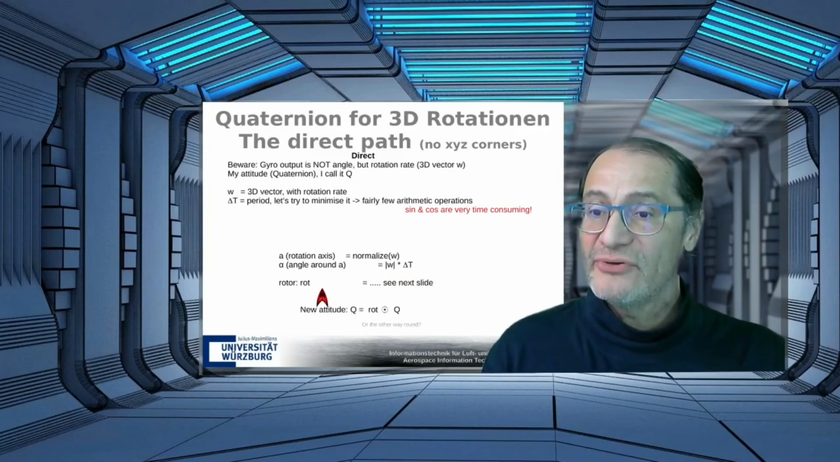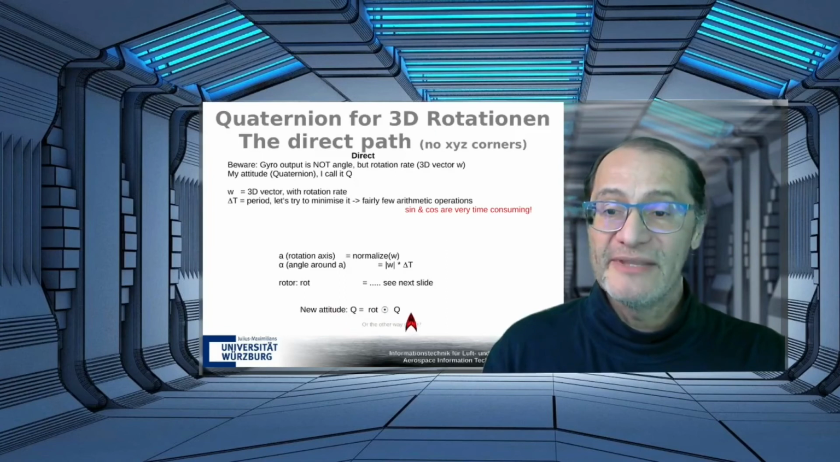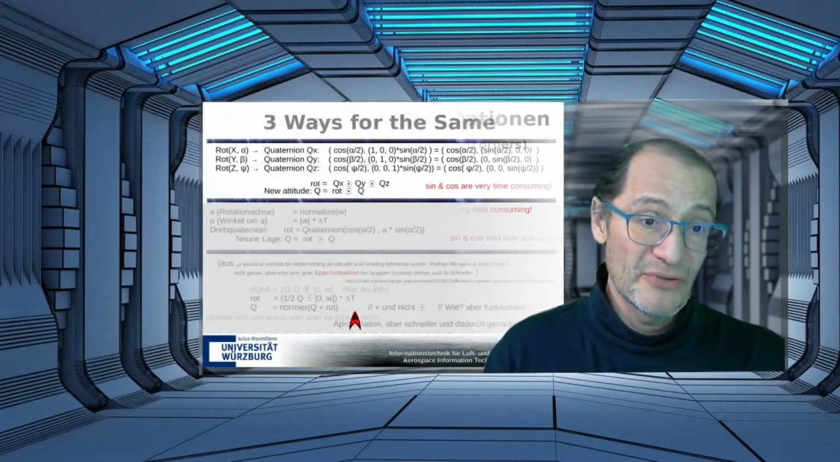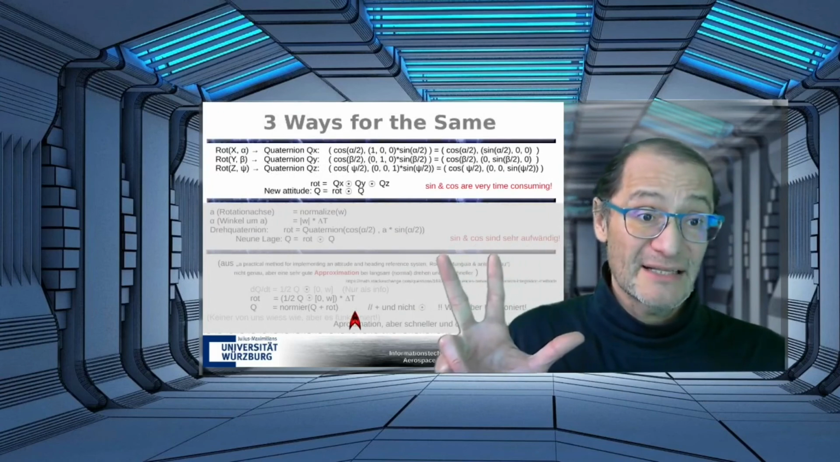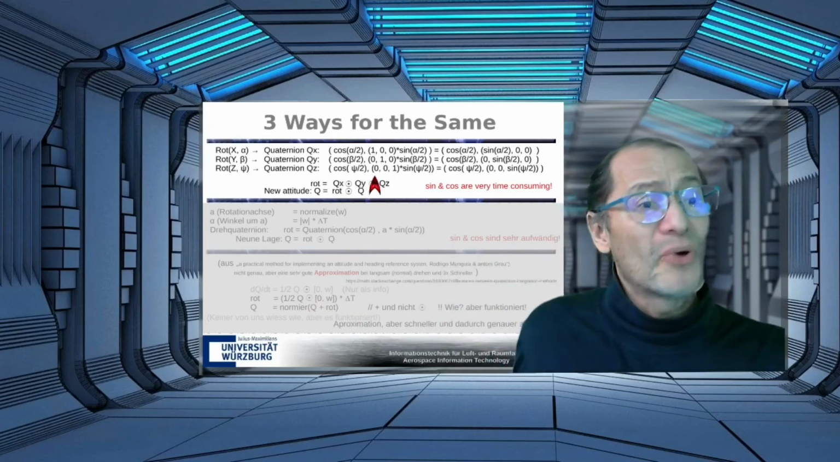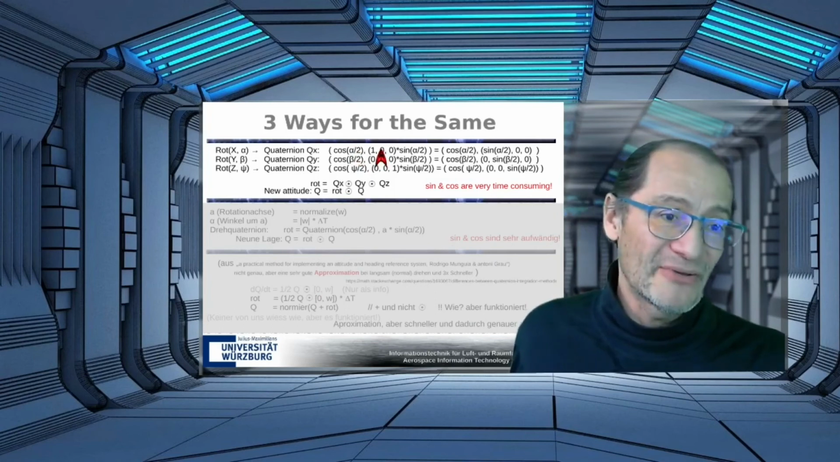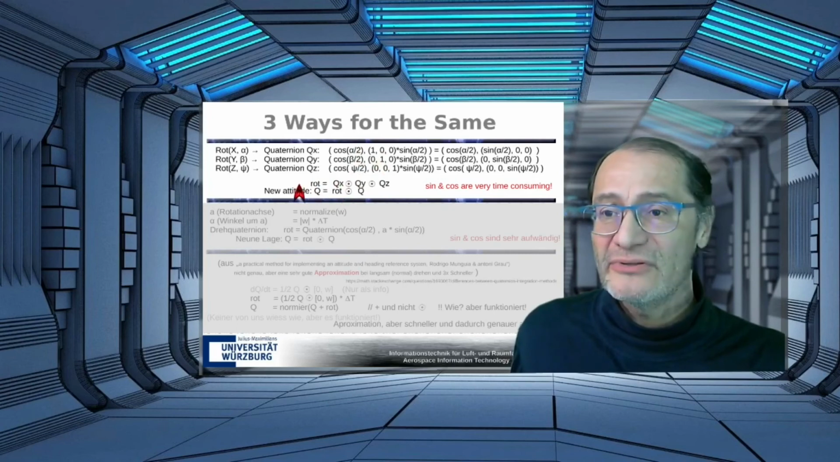Okay, and the new rotor will be on the next slide. The new attitude will be the old attitude multiplied by the rotor, and that is the new rotation vector. Okay, then I have three ways to do exactly the same, or almost exactly the same. The first way, going through corners, is what we saw before. So I go the vector X, the vector Y, and the vector Z, and then I multiply the total rotor, and then I multiply to get the final attitude.